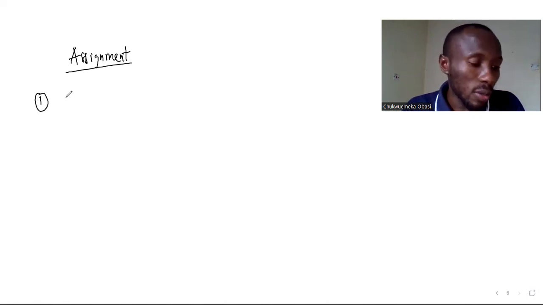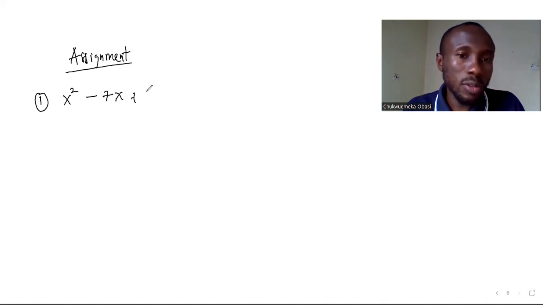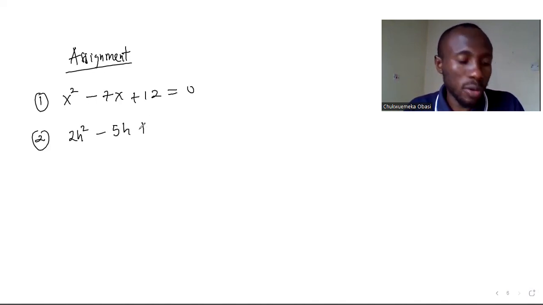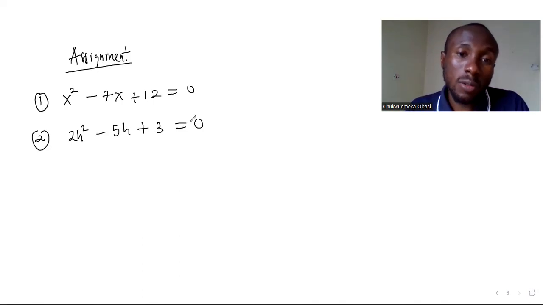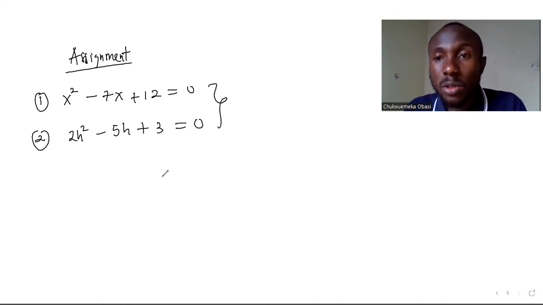Take note. Number 1 is x squared minus 7x plus 12 equal to 0. And number 2 is 2h squared minus 5h plus 3 equal to 0. So these are the two assignments I want you to solve.